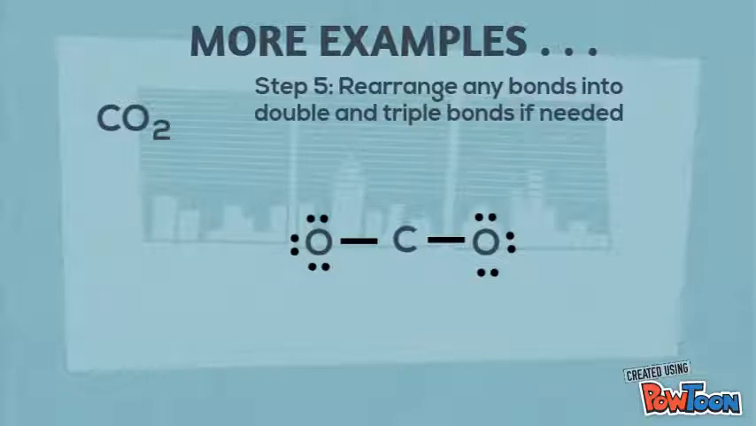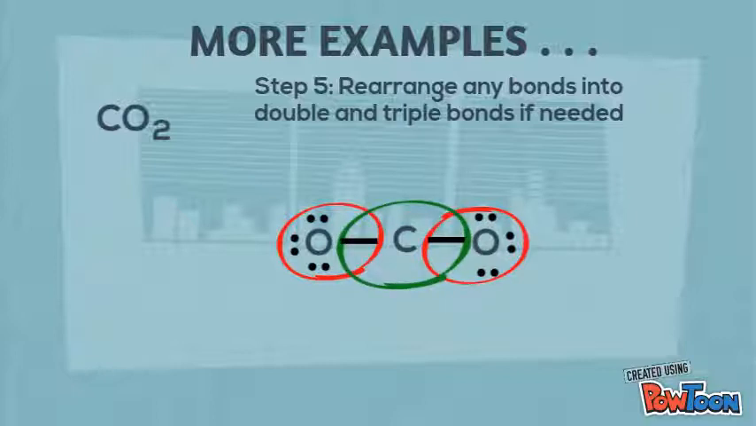Step number 5 is to rearrange any bonds into double and triple bonds if needed. So we're going to circle these oxygens. Each oxygen has 6 unpaired electrons and 1 single bond for a total of 8. But our carbon only has 2 single bonds, so it only has 4 electrons associated with it.